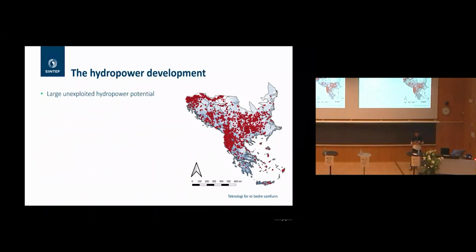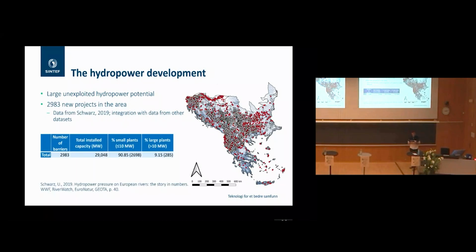Another reason to pick the Balkans for a more detailed study is that it has a large unexploited hydropower potential, with almost 3,000 new projects in the area. These data come from a WWF database and have been integrated with data at the local, regional and national scale. So you see here how the number of barriers explodes. And interestingly, out of 3,000 barriers, almost 91% are small barriers, which means they are built with the aim of producing an installed capacity of less than 10 megawatts.